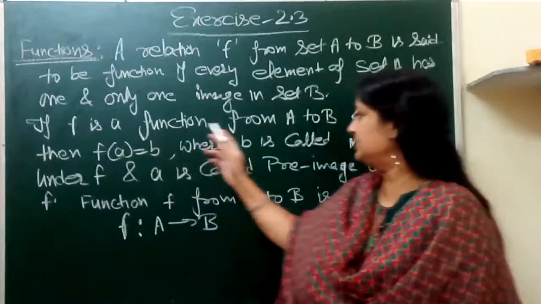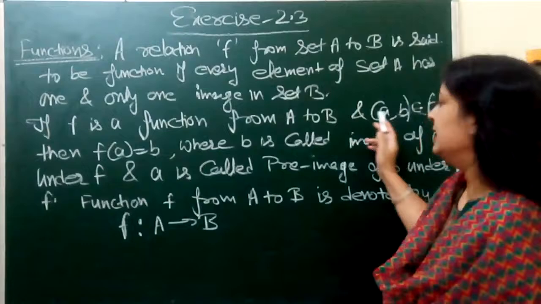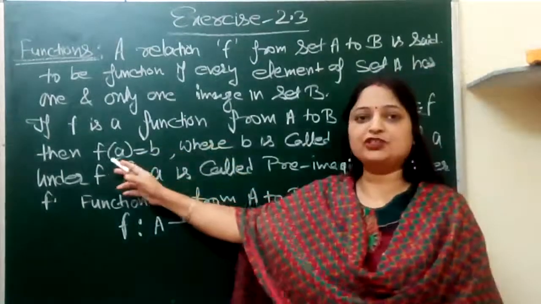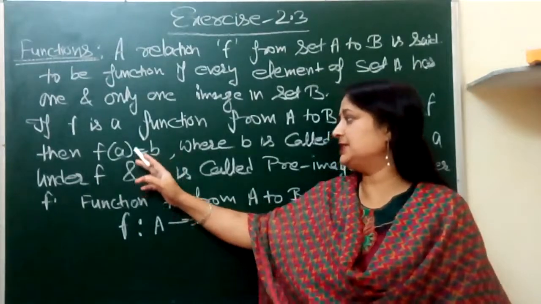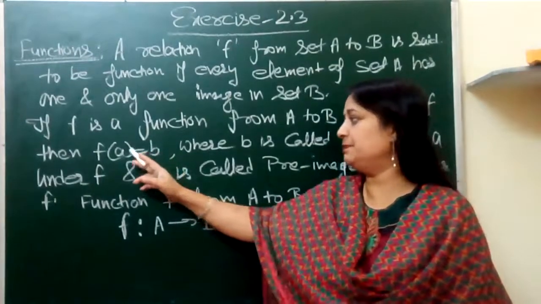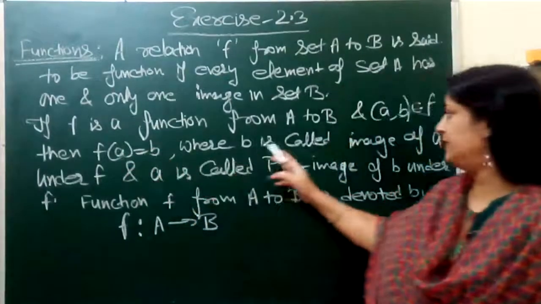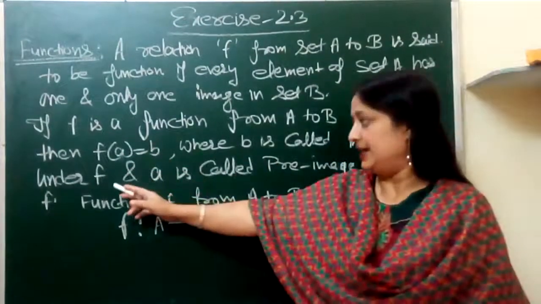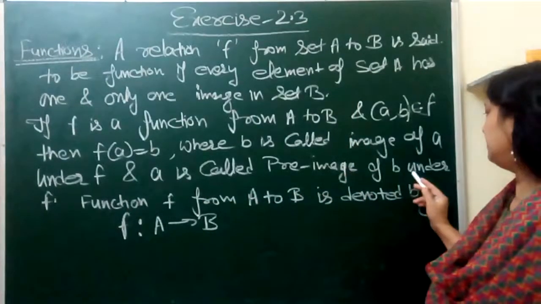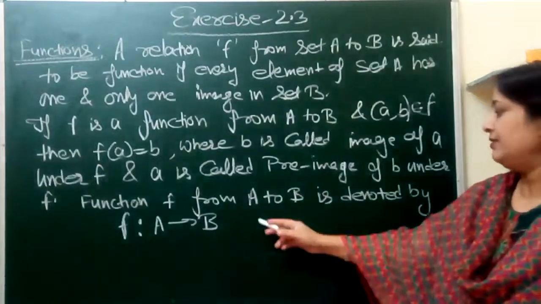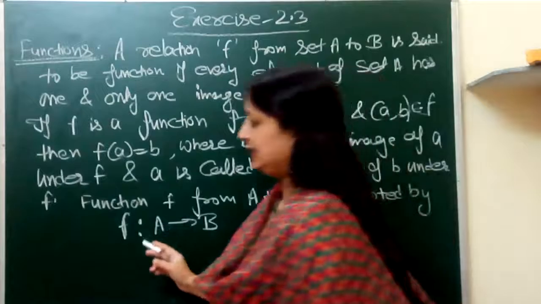If f is a function from A to B and the ordered pair (a, b) belongs to f, then f of a, where a is from the domain, is equal to b. What is b? b is the image of a, and a is the pre-image of b. b is called the image of a under f, and a is called the pre-image of b under the function f. A function f from A to B is denoted as f: A → B.